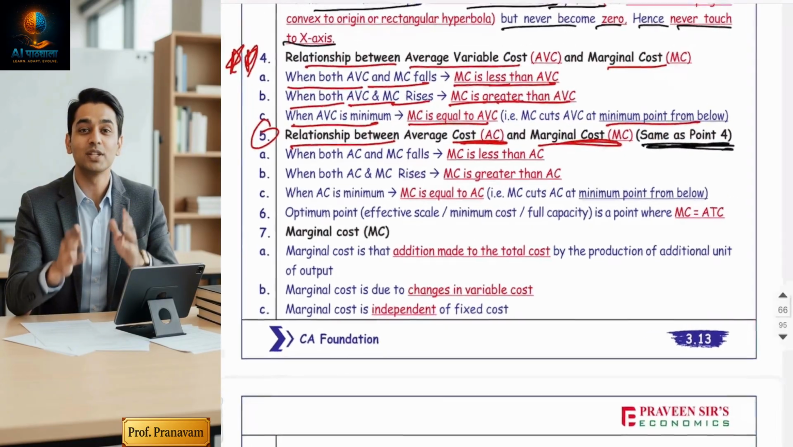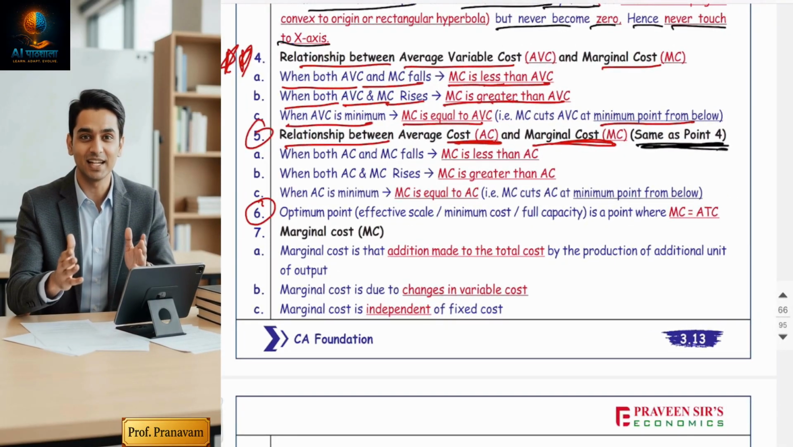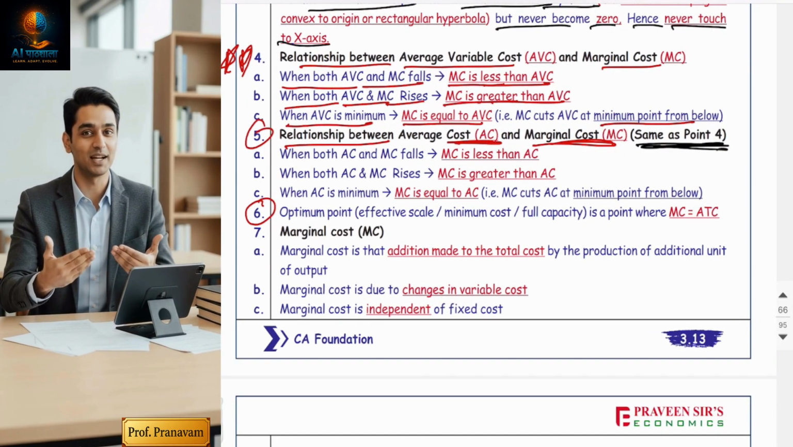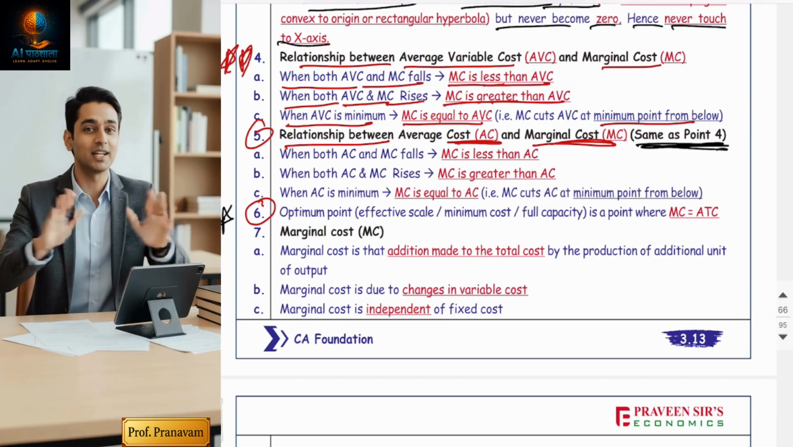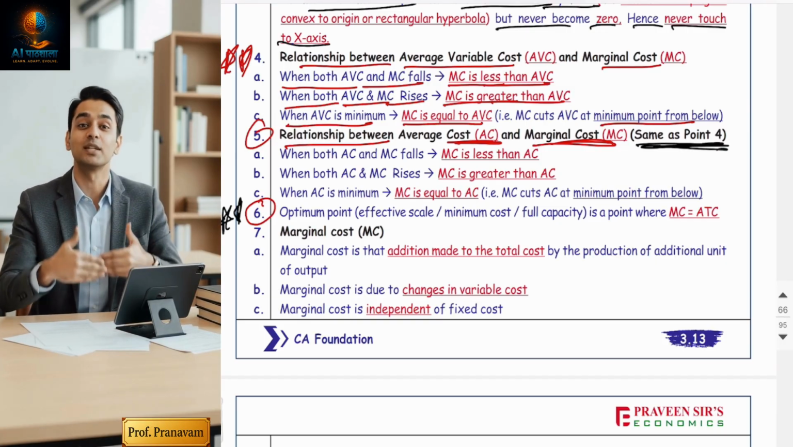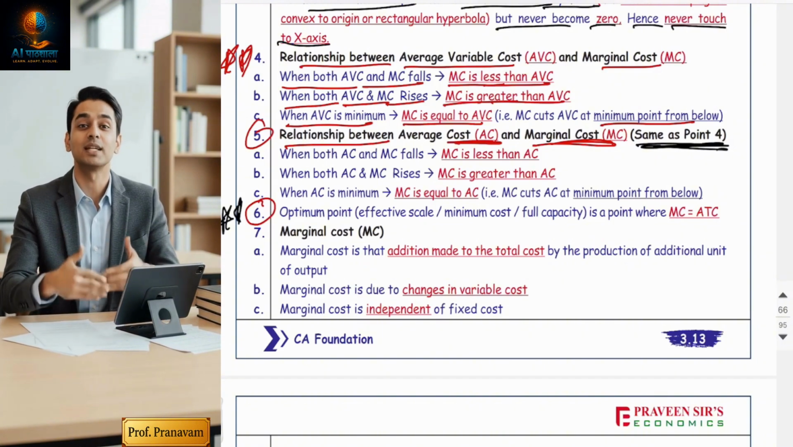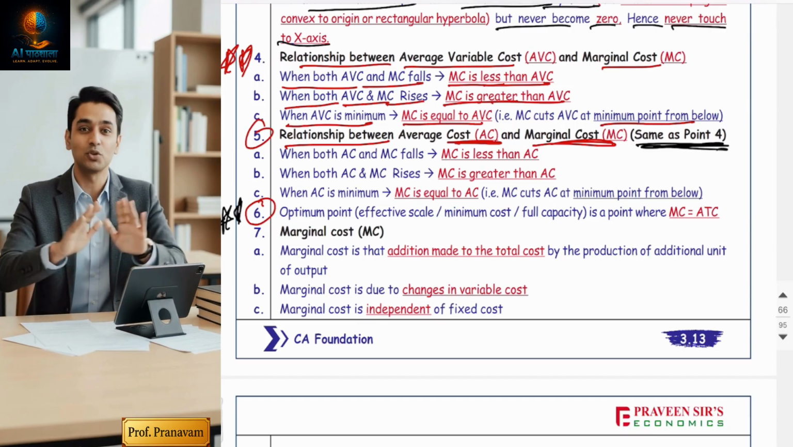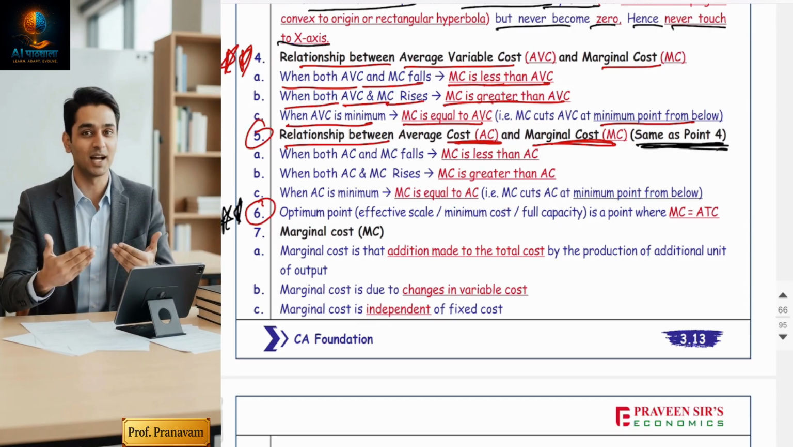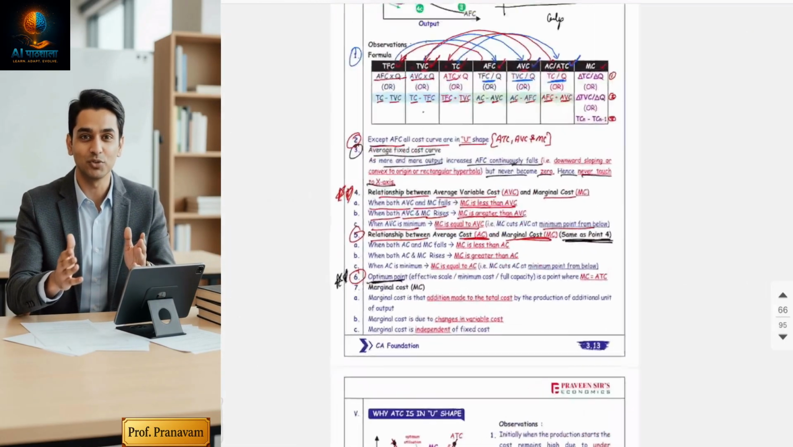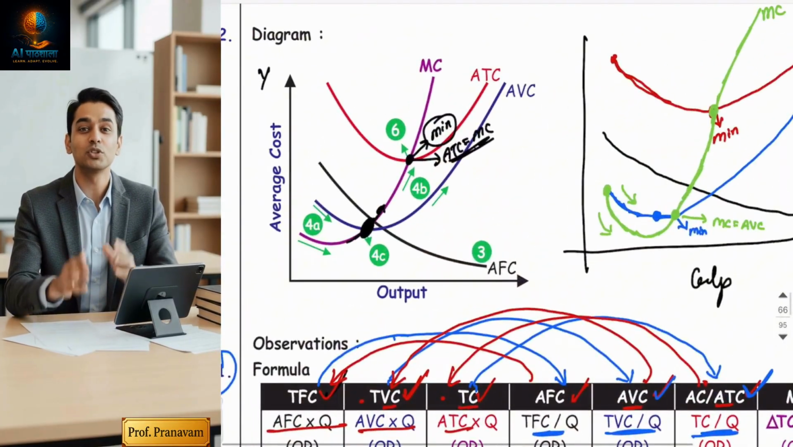Then now the sixth point. Guys, the sixth point comes after the fourth point. The next important point in this theory is the sixth point. I am explaining the short run average cost curves only for these two topics: the relationship between AVC and MC, and the optimum point. So what is this optimum point? Come again to the diagram.